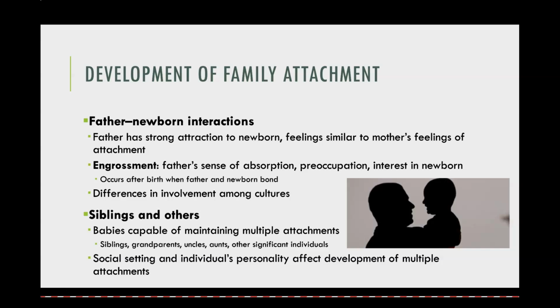So the development of family attachment. The fathers of babies typically have a very strong attraction to the newborn, and their feelings are really similar to the mother's feelings, and they start to have this sense of engrossment. They are very absorbed. They are very preoccupied. They have a lot of interest in the newborn, and that usually happens after birth when the father and the newborn can bond. So the dad can hold the baby. He can look in the baby's eyes.